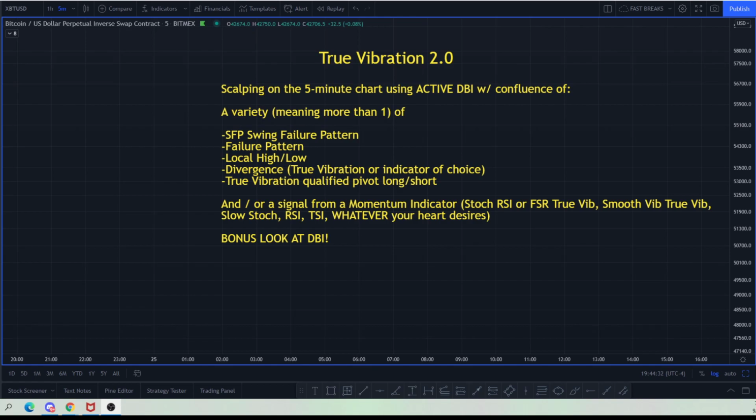So today, we're gonna focus specifically on some scalping on the 5-minute chart. I'm gonna try to be sort of fast, but I know it's not gonna be a 5-minute video. When I say fast, I mean I'm gonna speak fast because I have a lot to get through, right? Ultimately, we're gonna use True Vibration 2.0.